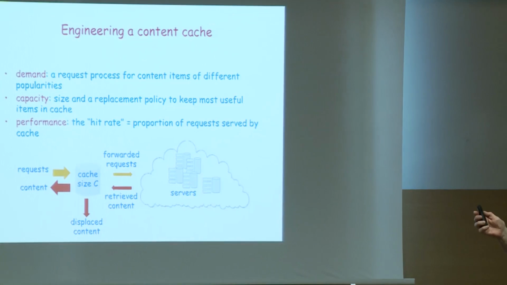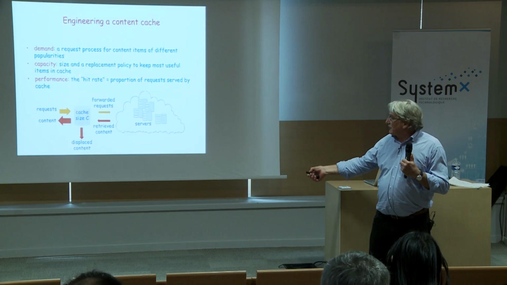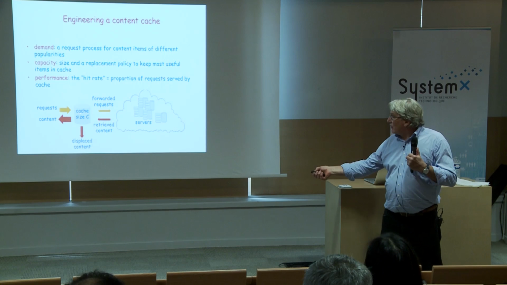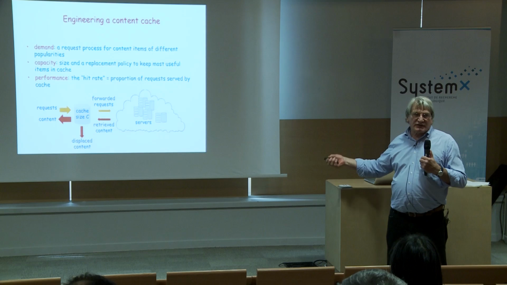So we want to typically size a cache C in order that the hit rate, this is the performance measure, is sufficiently high. The hit rate is the proportion of requests from users which will be satisfied by the cache. So you get a hit if you find the object in the cache. And if you get a miss, then you've got to go into the network and find it somewhere else, and that's going to cost you some investment in capacity.